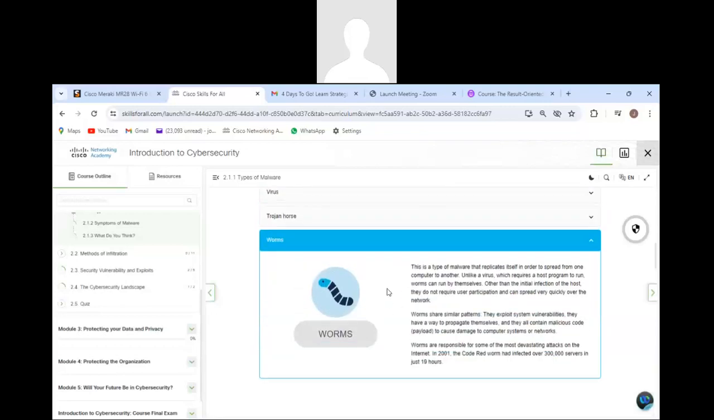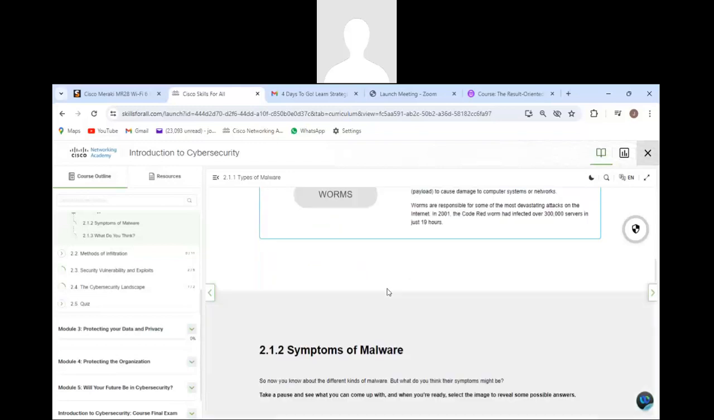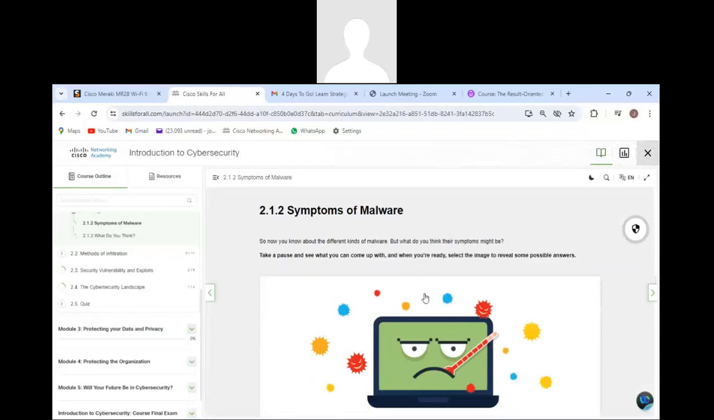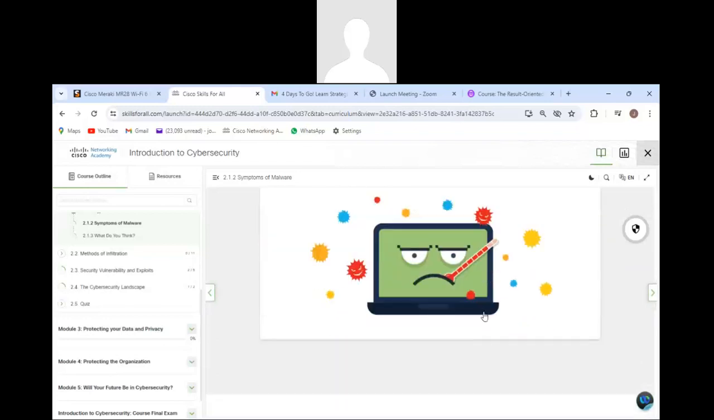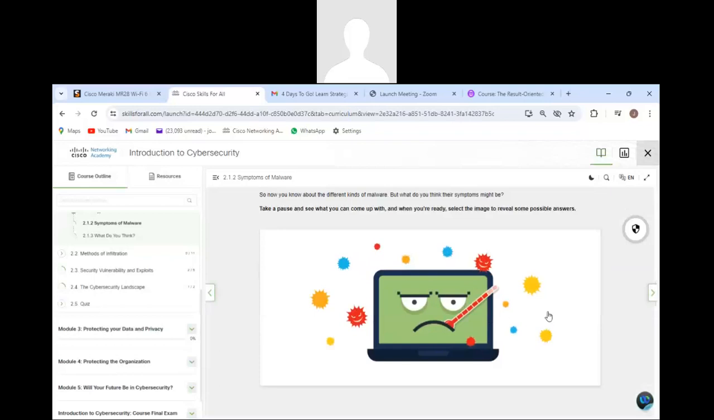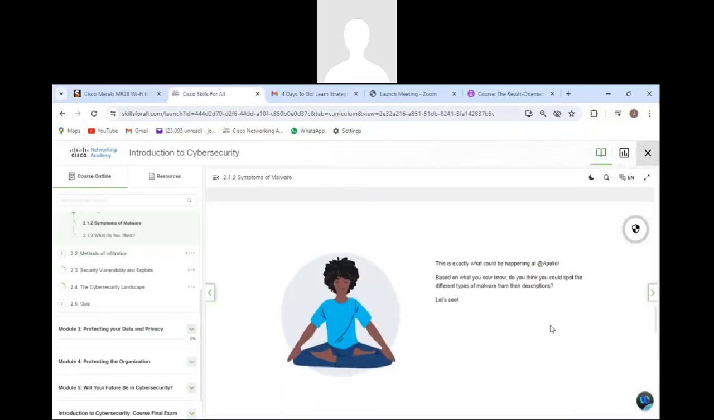Worms are malicious software that can replicate itself. Unlike virus that works with host programs, worms work with files and share similar patterns. All right. Symptoms of malware: that is when your system starts misbehaving, hanging, or just goes off, or your device is not behaving as it's supposed to. Then you know that something is wrong somewhere.